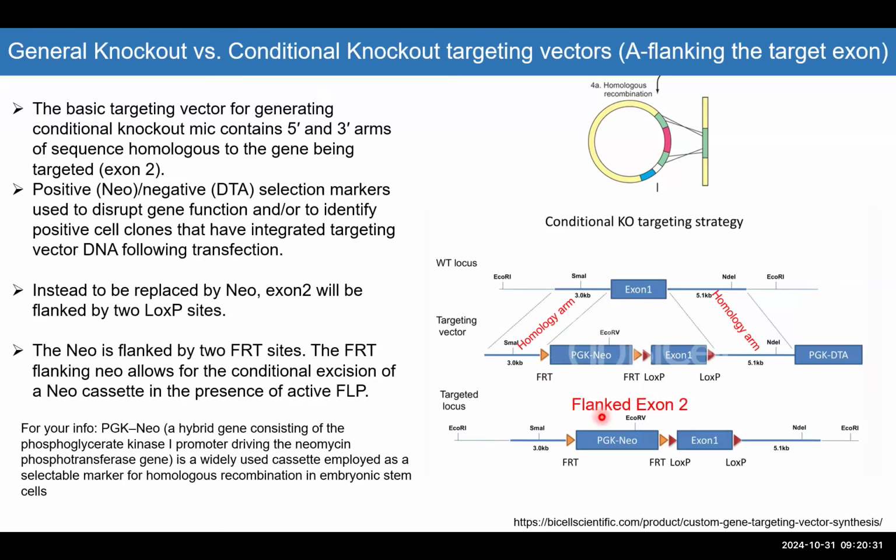Okay, so we have the two systems here. The FRT flippase, in order, if we want to remove the neomycin cassette in the future, because we are introducing a change that will happen for life in that mouse. And at the time that we want to remove exon number 2, we can use Cre recombinase because it will recognize the LOXP site.